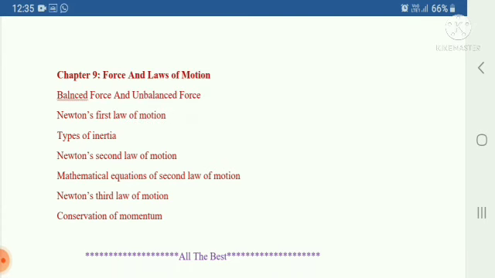And also you should read the book back exercise questions, every chapter's inside you should read, dear students.